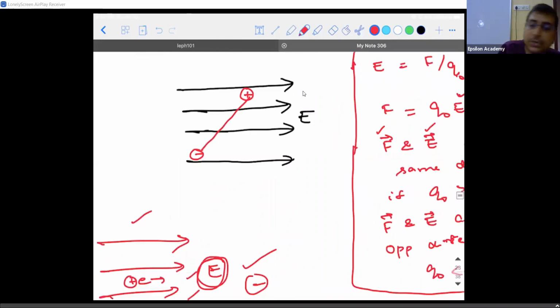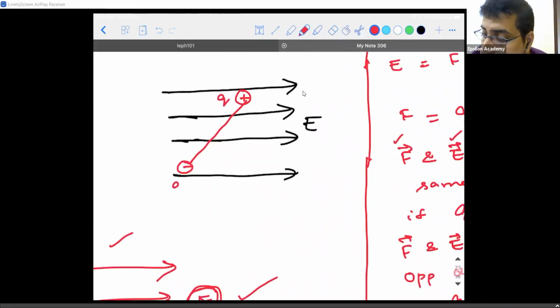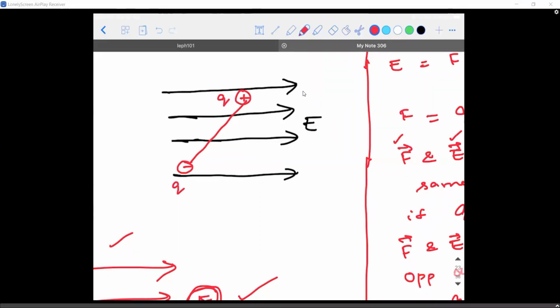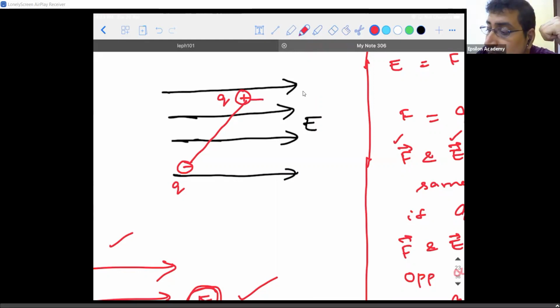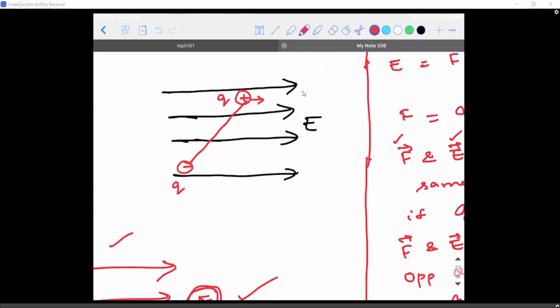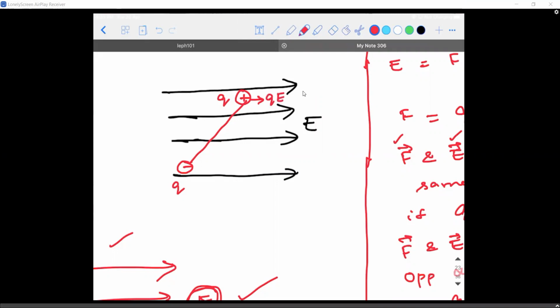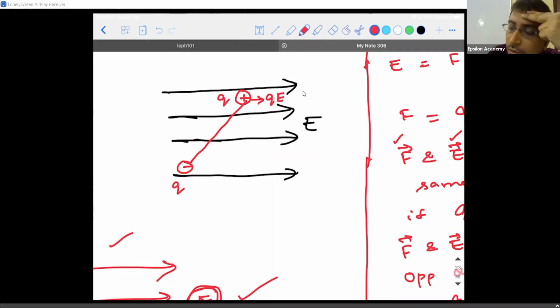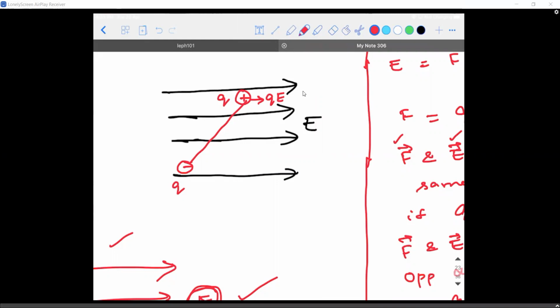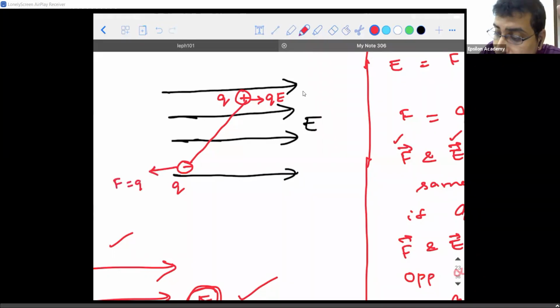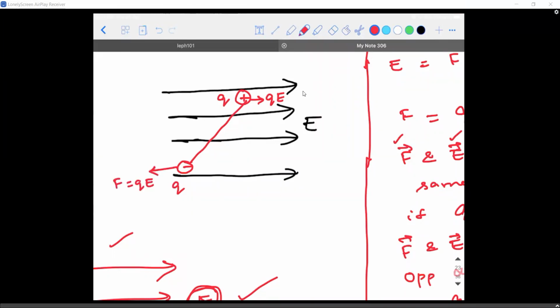Now, what will happen here? If I take this charge as Q and the other charge as minus Q. Nikhilesh, can you tell me what exactly will happen? You told me it will experience torque. So the positive Q will move in the right direction, negative will move in the left. It will experience a force of how much value? E, capital E, right? Q into capital E. Right? Because F is equal to Q naught into E, here Q naught is Q. Similarly, the negative charge will also experience a force of same value but in the opposite direction, because the magnitudes are the same.